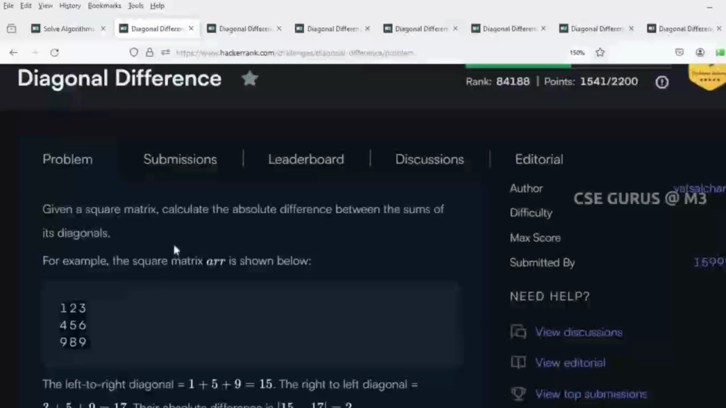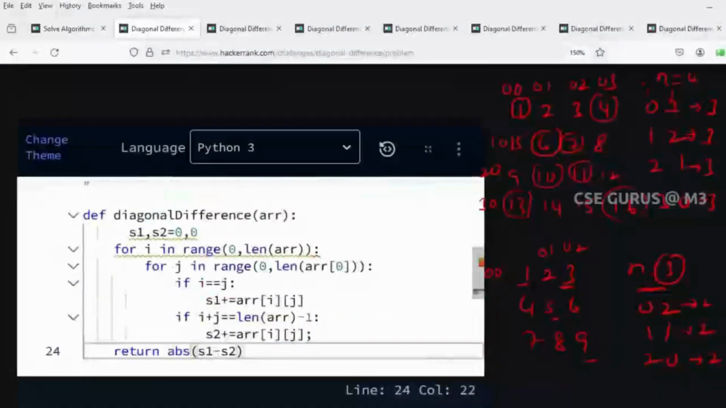Here the problem is asking the diagonal difference. Here the logic has been written: S1, S2. Two sums I am taking, S1 and S2. S1 is for the left diagonal, S2 is for the right. It will take 1 plus 6 plus 11 plus 16.